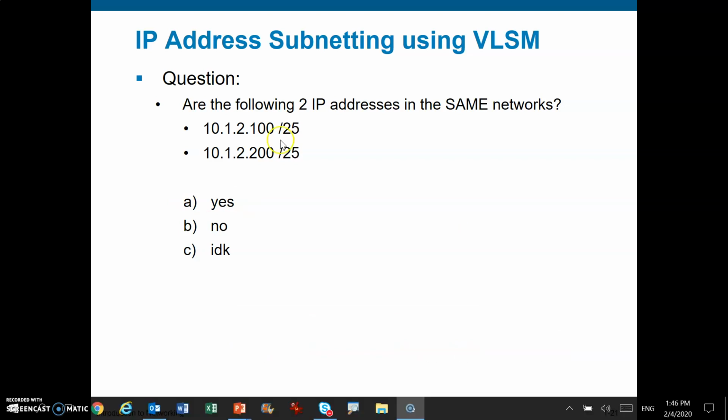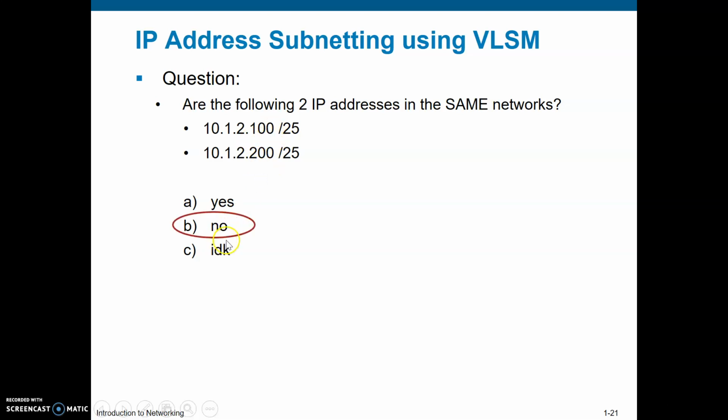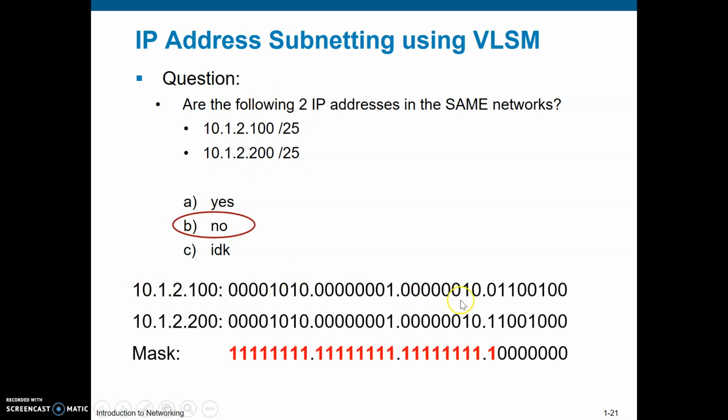If I change the prefix to /25, with the same IP addresses, are they in the same network or different networks? The answer is no. This one is a bit more difficult to see, but if you change them into binary format with the subnet mask like this, you can clearly see that the first 25 bits are different. The difference is in the 25th bit. Because the network bits are different between these two IP addresses, they are in different networks.